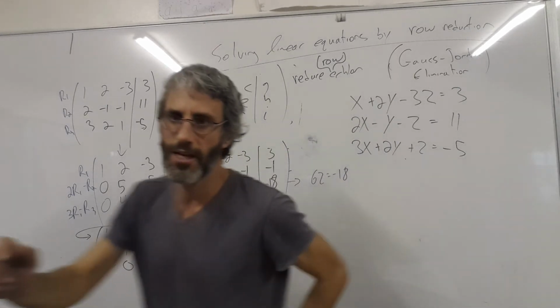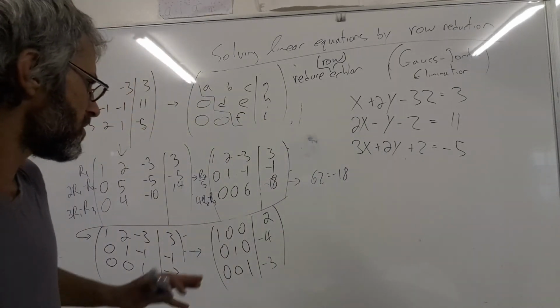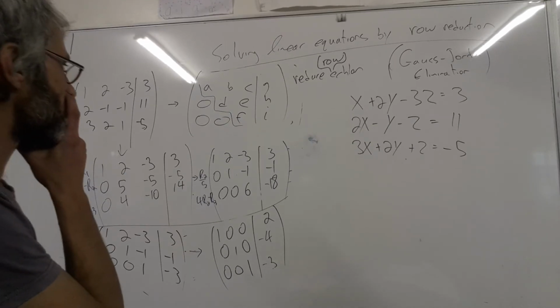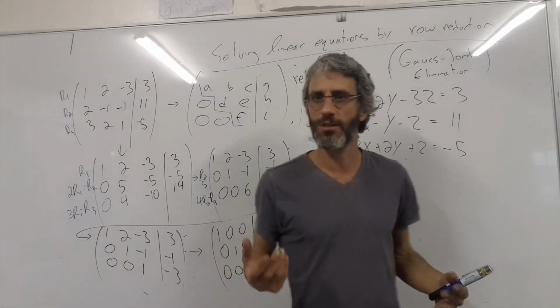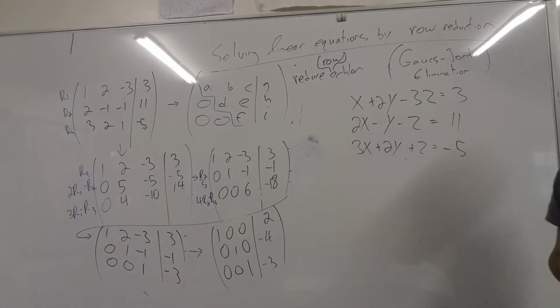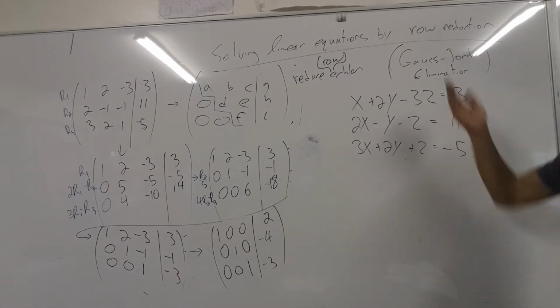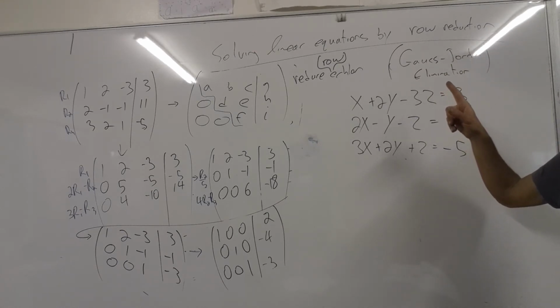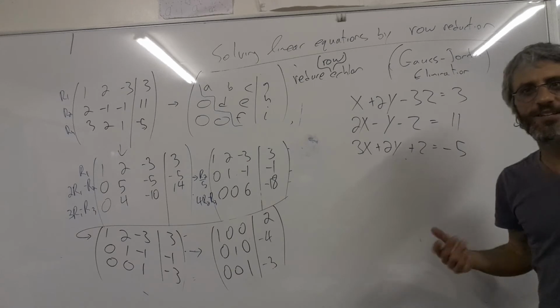Again, I'll pause and then we'll try to explain why it works. Why does this method work, and why is it actually called Gauss-Jordan elimination? Never mind the names Gauss and Jordan, but why is it called elimination? Because you're getting rid of, we're eliminating, variables.